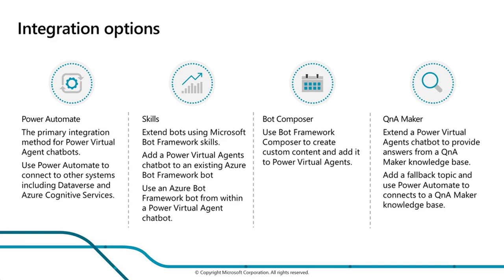And the last one is the Q&A Maker here, which is part of the cognitive services. So with Q&A Maker, you can extend a Power Virtual Agent chatbot to provide answers from a Q&A Maker knowledge base. You need to add a fallback topic that uses Power Automate to run a cloud flow that connects to the Q&A Maker via its connectors to respond to questions.